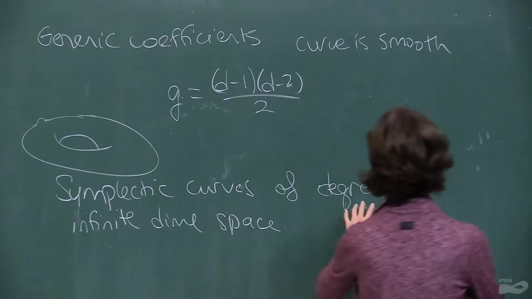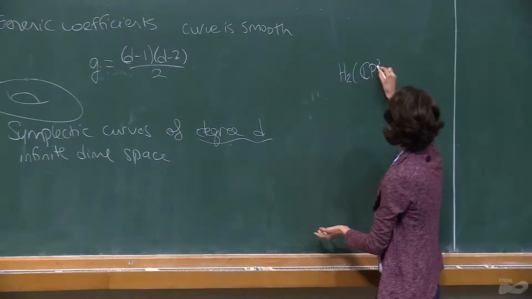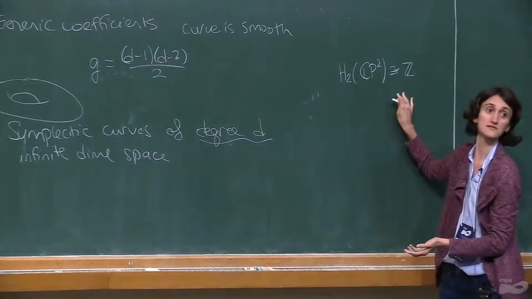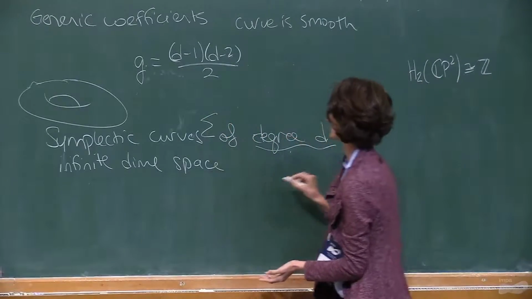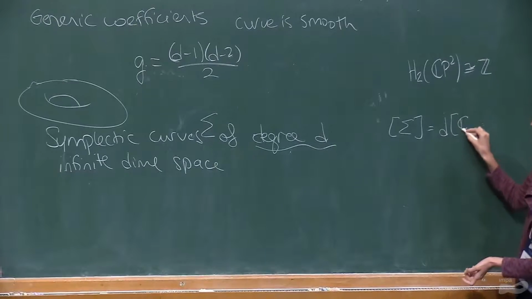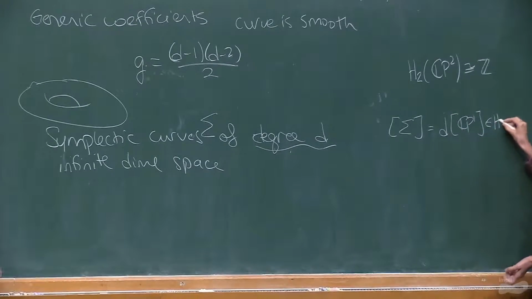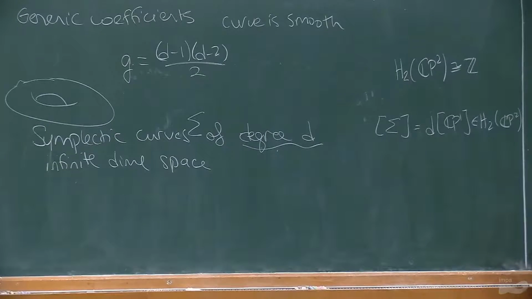Good question. So degree meant something for polynomials. So here, I want it to mean that it specifies the homology class. The second homology of CP2 is isomorphic to the integers. So degree d, let's call this curve sigma, means that sigma represents d times the generator in second homology. So obviously, if two curves are not homologous, then they're not isotopic.